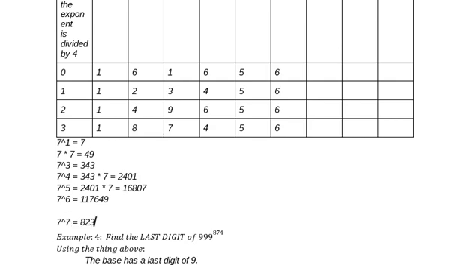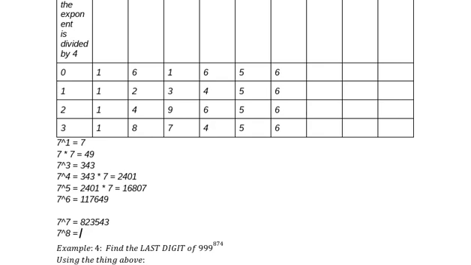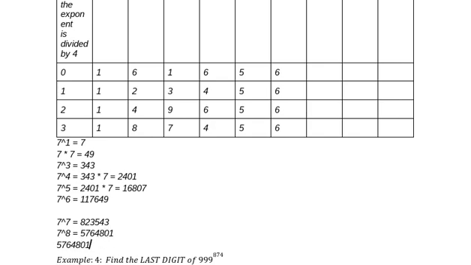It's equal to 823543, and then you times it by 7 again, right? And then we go back to 7 again. So as you can see, it has a pattern of 7931, 7931. So it works.